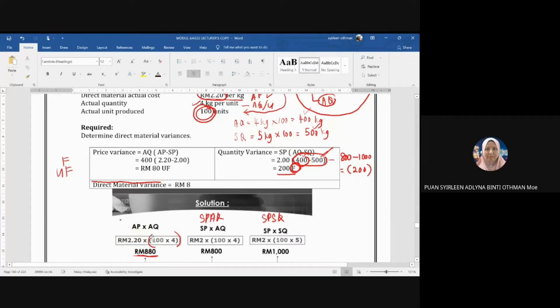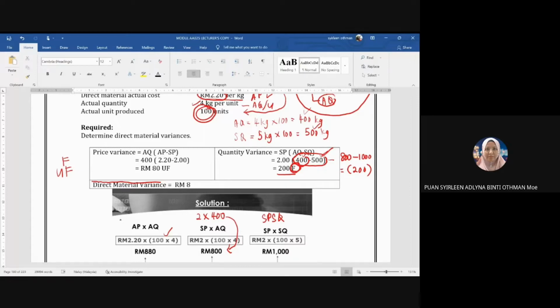SPAQ. Okay, SP is standard price. Okay, your standard price here, darab actual quantity. So standard price is RM2. Darab actual quantity ni tak payah tunjuk pun, sebab tadi you dah kira dekat sini. So you boleh je guna di SPAQ ni. Okay, kalau you tak buat bracket macam madam ni, you boleh je guna 2 darab 400. So kita terus dapat 800 ni untuk SPAQ. So kalau you nak kira kat luar pun boleh.